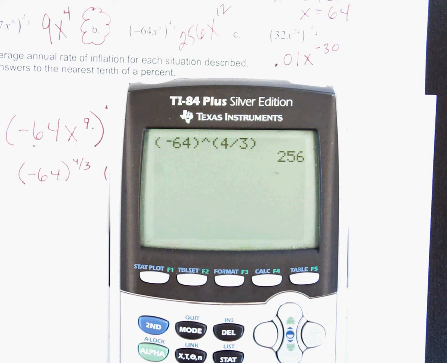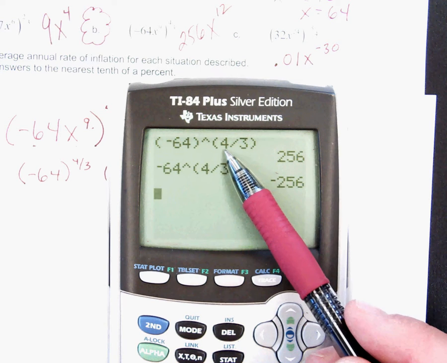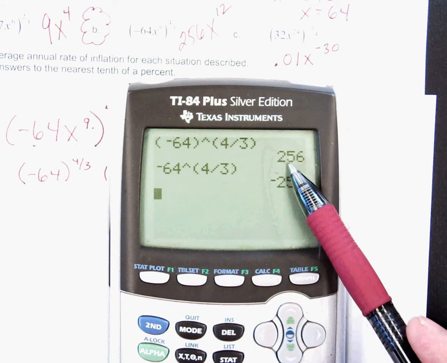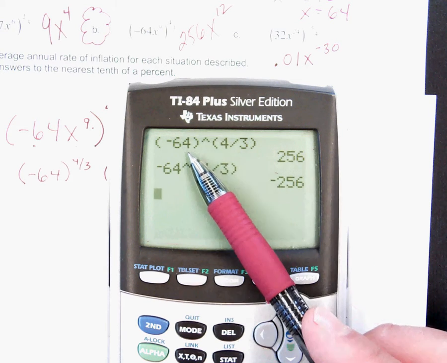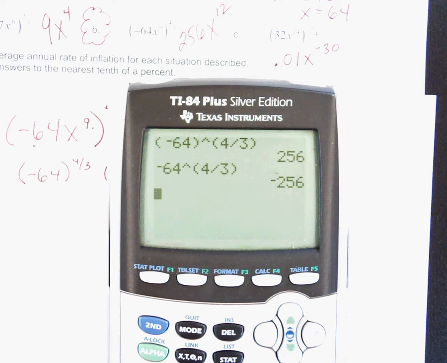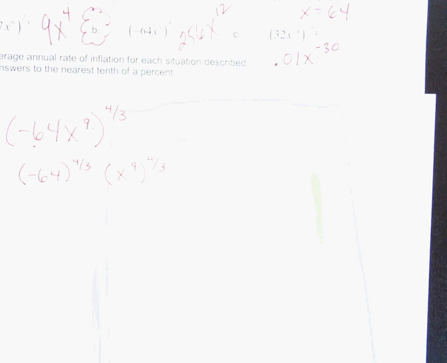All right, so when we plug in negative 64 to the 4/3 power, as you can see, it turns out to be positive. Students who are a little bit lazier and do it like this to the 4/3, your calculator is going to lie to you and say negative 256. We need to hold that negative in the parentheses with the 64 so it knows to take the entire thing to that exponent. Remember, an even numerator exponent will always produce a positive answer, because you're taking this number times itself 4 times. It'll never give you a negative answer.